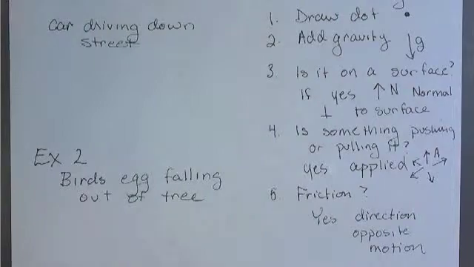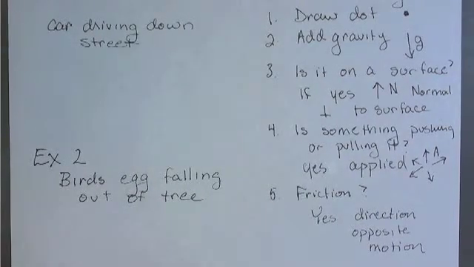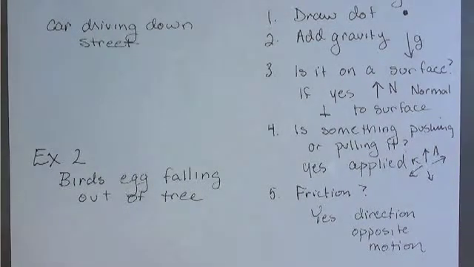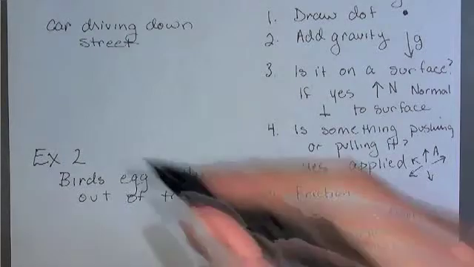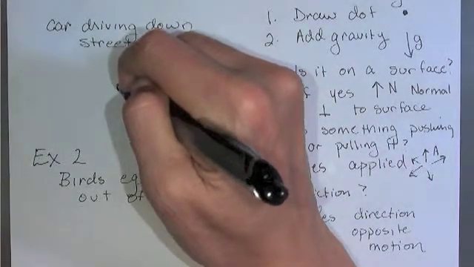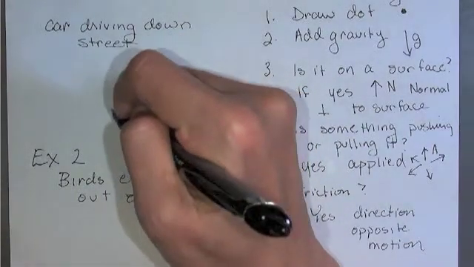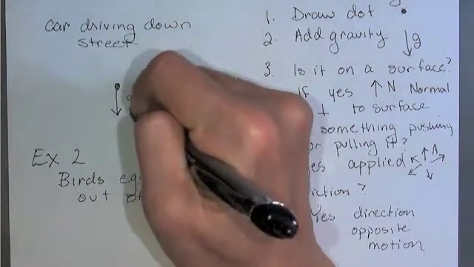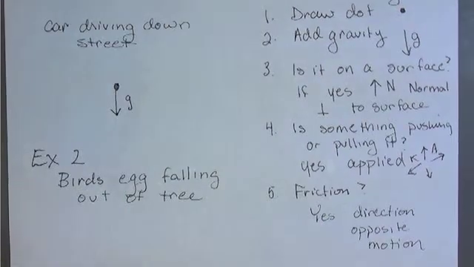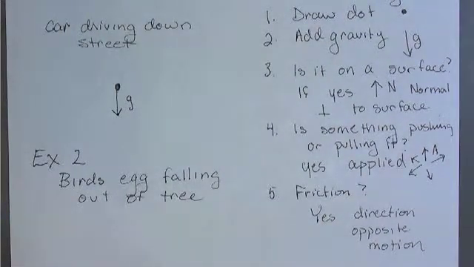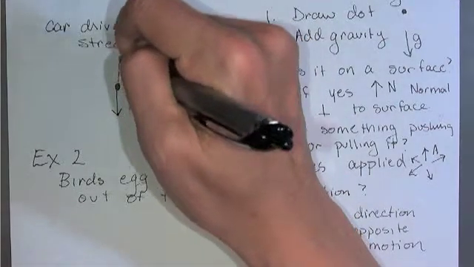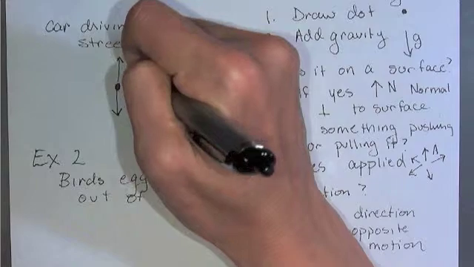I have two examples here. First one's a car driving down the street. First thing you're going to do is draw the dot. Okay, and you're going to have gravity, because obviously we're on Earth. Is it on a surface? Yes, it is. It's on the street. Assuming it's a level street, we're going to draw that normal straight up.